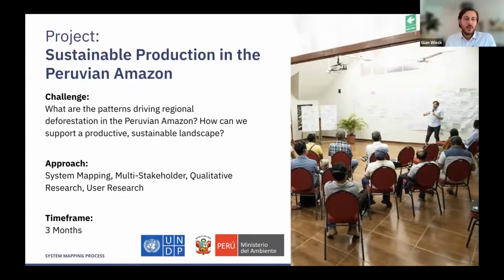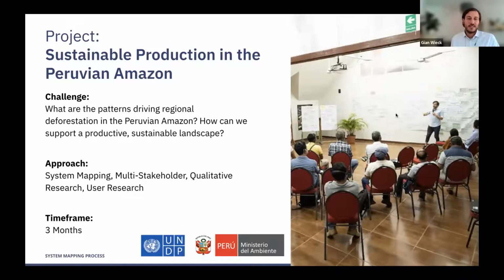The main challenge was we were asking what are the patterns that are driving regional deforestation in the Peruvian Amazon, and how can UNDP support a more productive and sustainable landscape within the area? For this project, we used a system mapping approach combined with a multi-stakeholder approach, and also conducted qualitative as well as user research. And the time frame for the project was around 3 months.